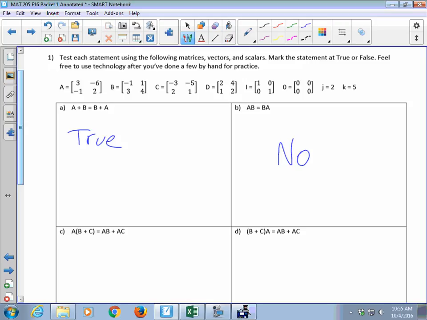Okay, how about the distributive property? A times (B plus C), does that equal AB plus AC? Yes, that was true. So the distributive property holds.